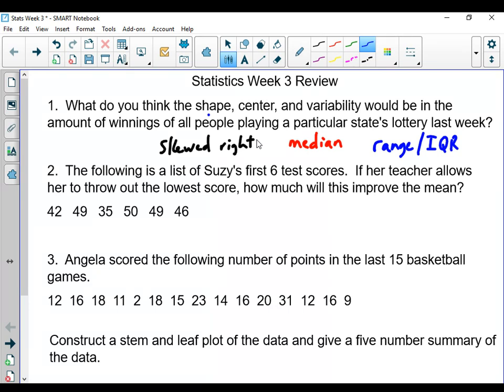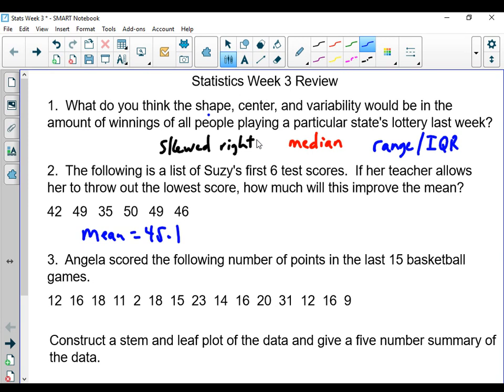lowest score and see how much that improves things. So this is one where you could type it into your list and do the mean that way if you wanted to. There's a small enough number of values where maybe you just added them up and divided by 6. But what was our original mean? Somebody get the original mean? 45.1. Everybody okay with that?